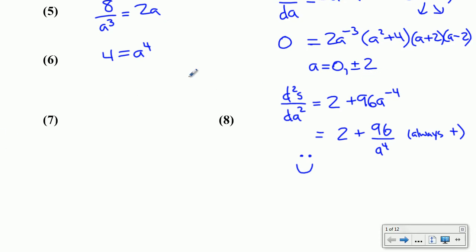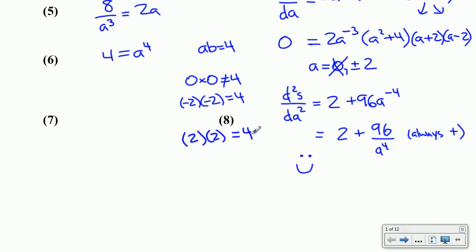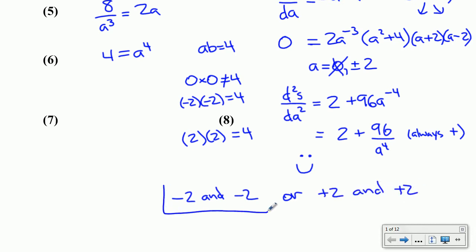Now, 0 times 0 does not equal 4, as was required at the beginning, right? We need ab equal to 4. So we'd get rid of that. Negative 2 times negative 2 is 4, so that should be fine. And 2 times 2 is also 4. So my answers here for this question that meet the requirements are either negative 2 and negative 2, or positive 2 and positive 2. Those are my options.